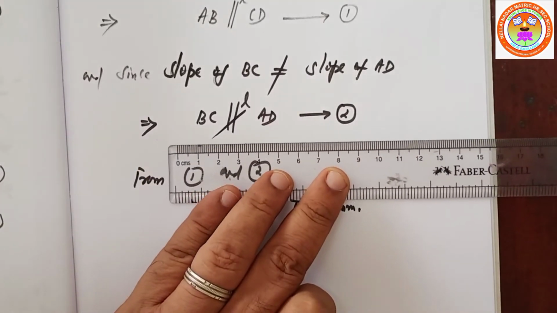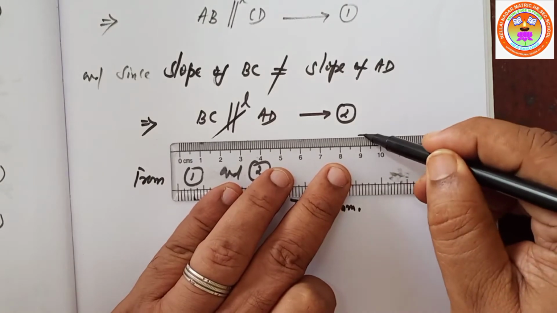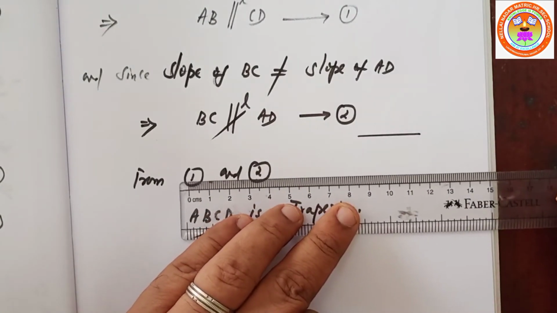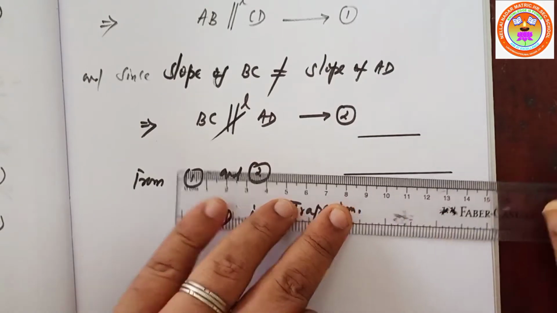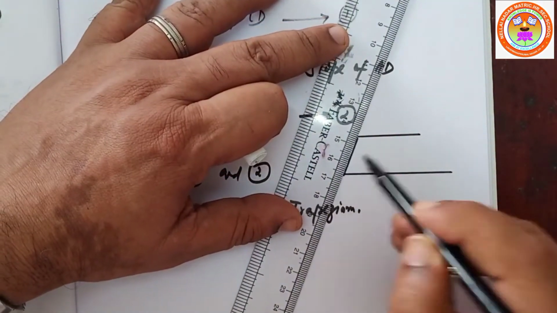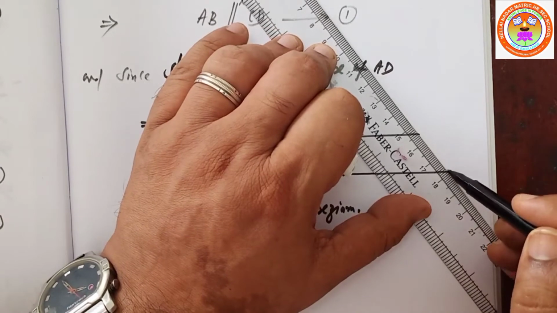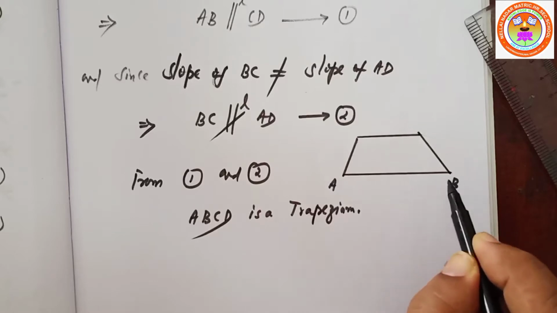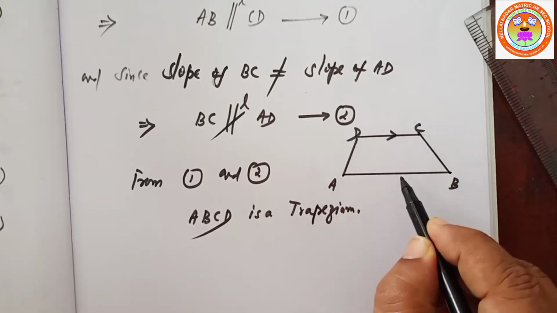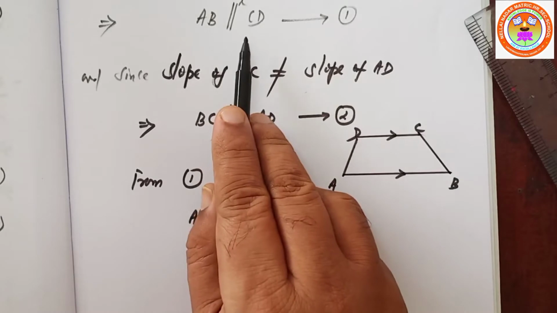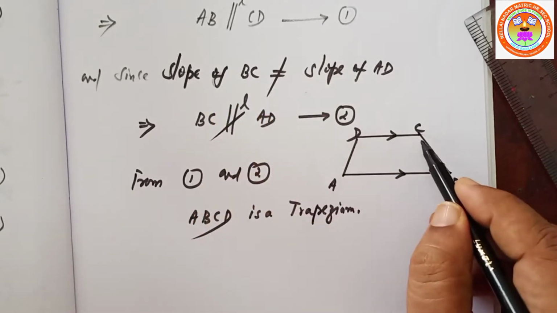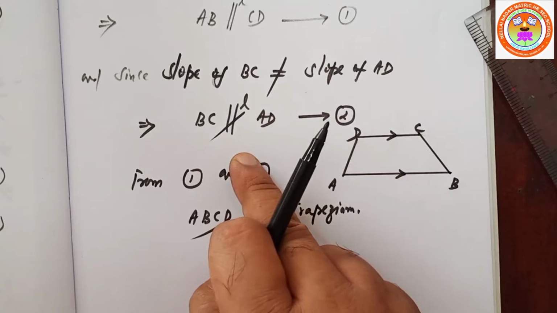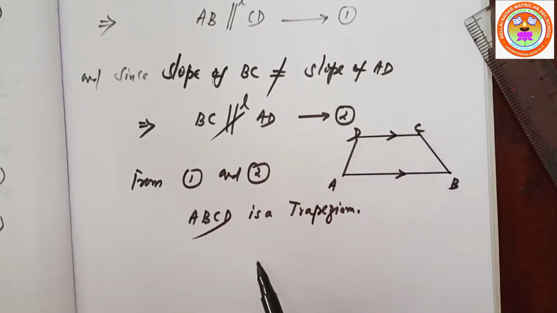I draw the diagram over here for your reference. A, B, C, D. Here AB and CD are parallel and AD and BC are non-parallel. Therefore, ABCD is a trapezium. Problem number 12 is completed. I will be teaching problem number 13 in the next video.